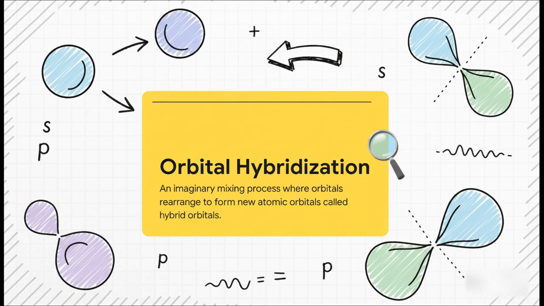So let's lock this definition in. Hybridization is a mathematical trick. We're not saying the atom is literally putting its orbitals in a blender. What we are saying is that if you combine the wave functions, the mathematical equations that describe the orbitals, you can create a brand new set of hybrid orbitals that perfectly explains the molecule's shape and bonding. It's a model that just works.